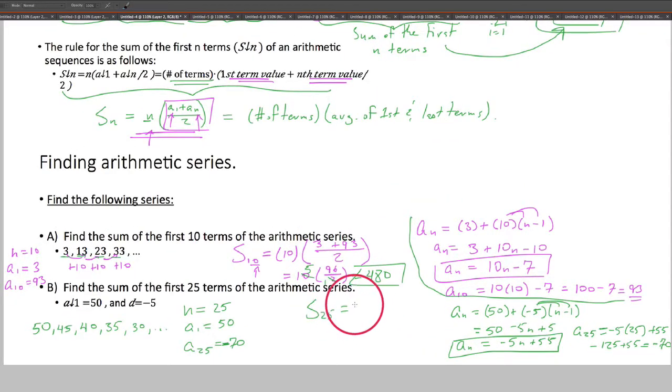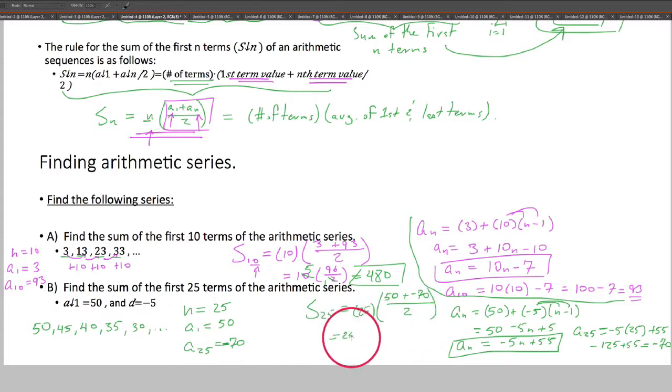Then S25 is going to have a value of, start with n, which is the number of terms. We have 25 terms, times the average of the first and the last term in the series of numbers here. And so the very first term, we had a first term value of 50. We were able to determine that the 25th term would have a value of negative 70. So we'll put this in here. And this is over 2. We're going to average these.